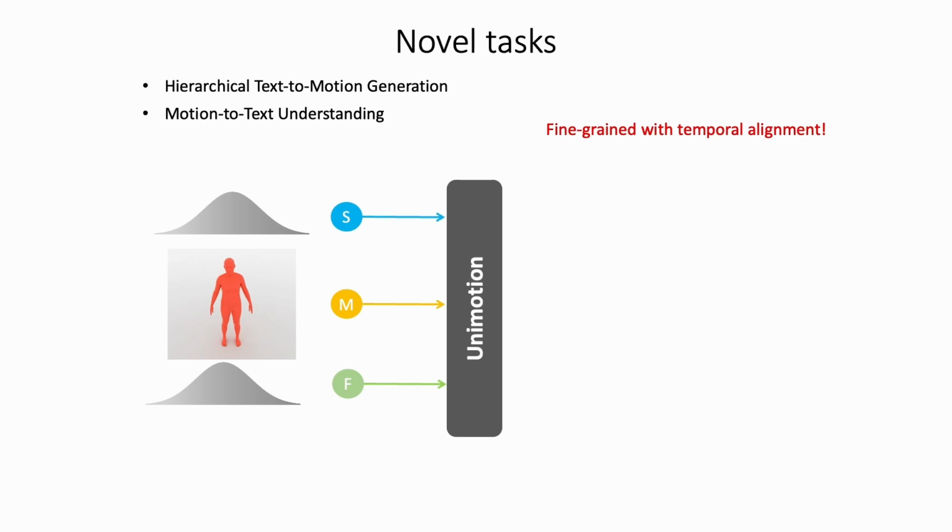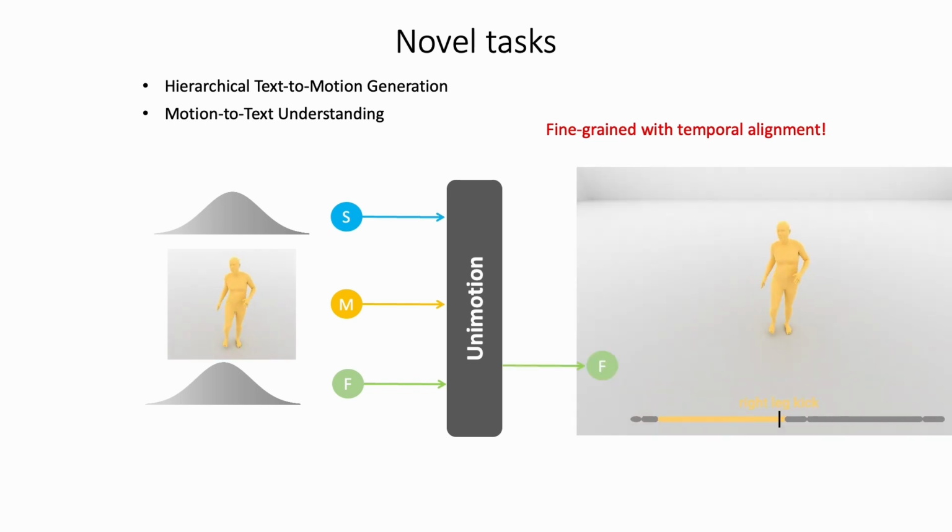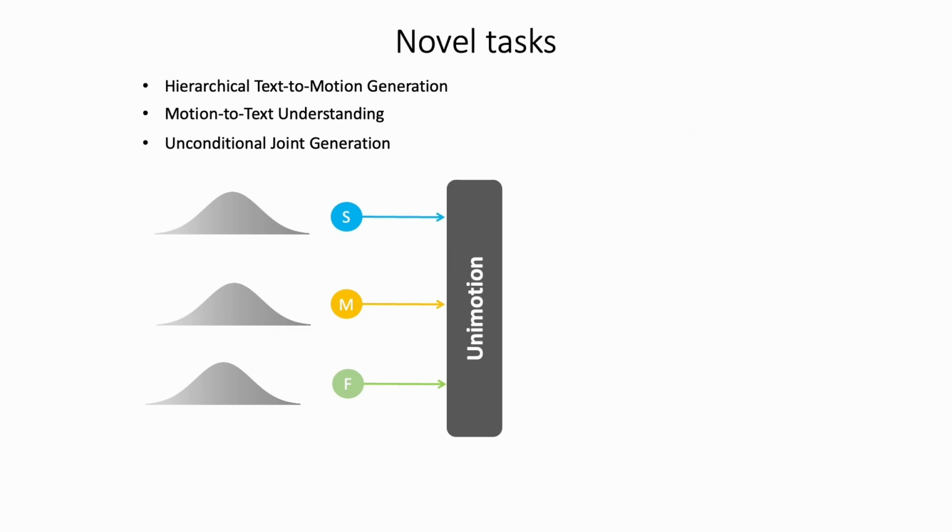Unlike current models, such as MotionGPT and MotionLLM, our model understands human motion both semantically and temporally, translating motion into frame-level text with durations. Finally, given pure noise, our model can jointly generate human motion and frame-level text.